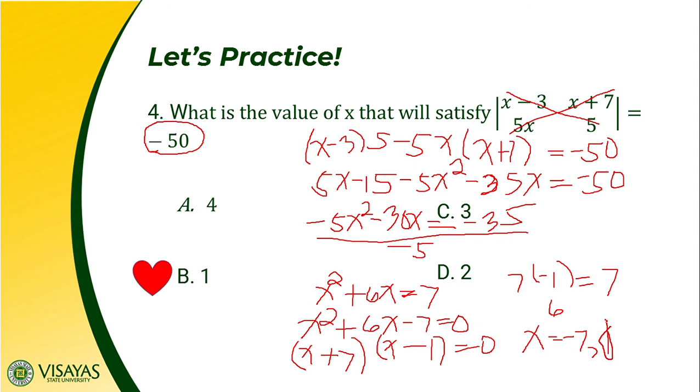So you can also check this one by substituting this value, this positive 1, here, and you get the determinant. If that results to negative 50, then your answer is also correct.